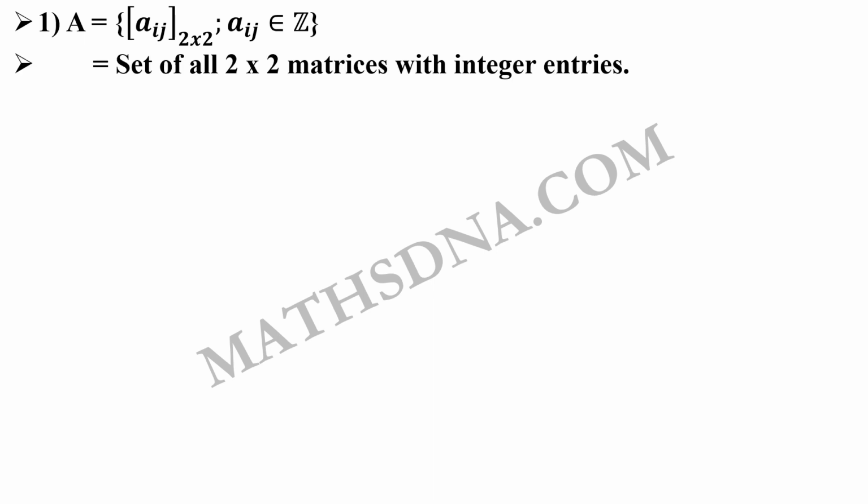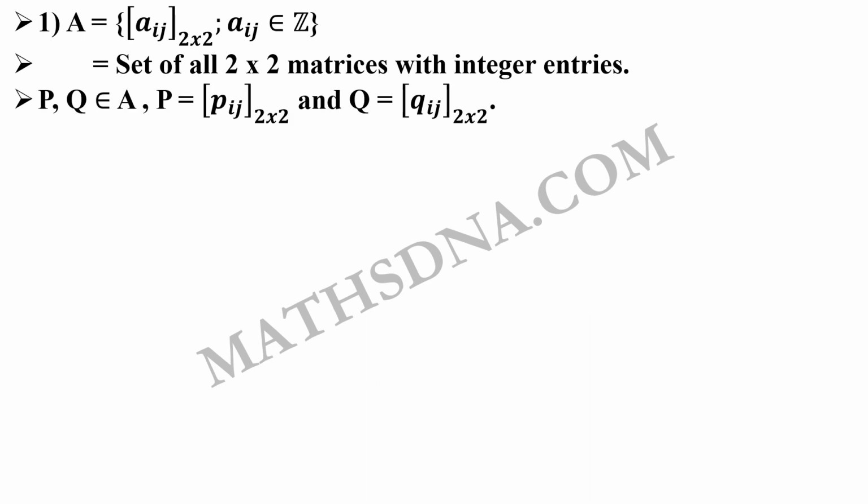So let us begin. The first example, let us consider a set A with all the 2 cross 2 matrices having integer entries. What is the set A? Set A is the set of all the 2 cross 2 matrices with integer entries. All the entries are integers.